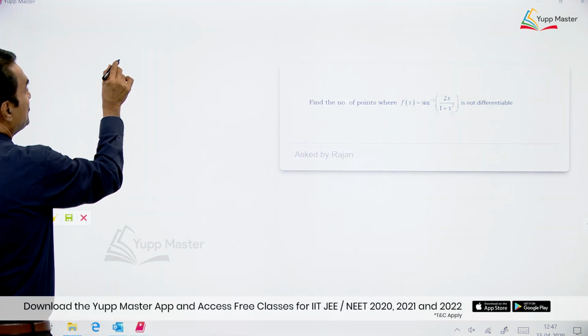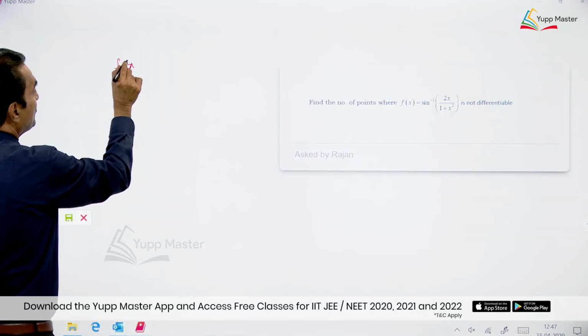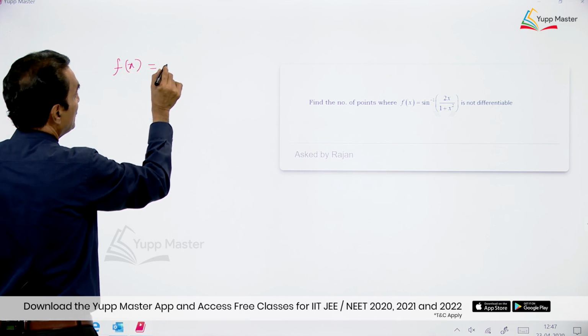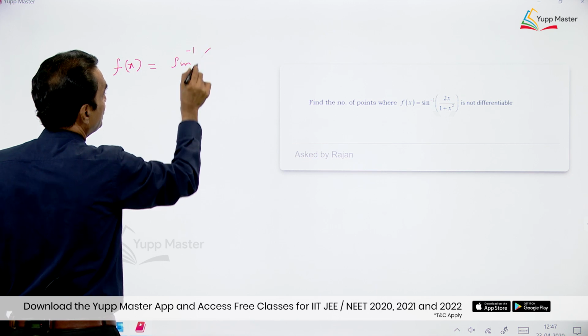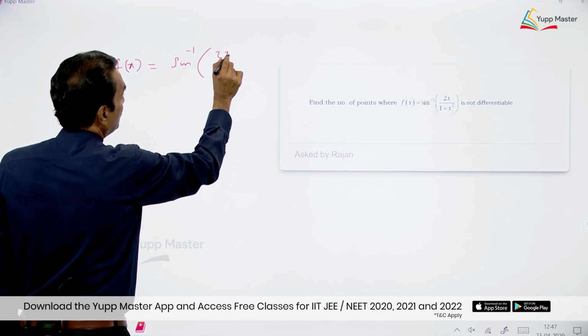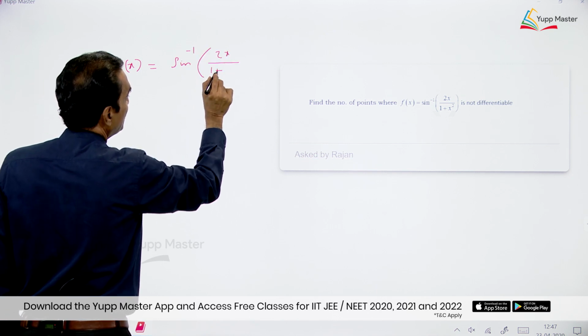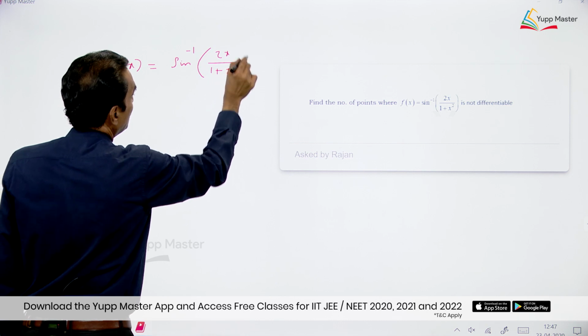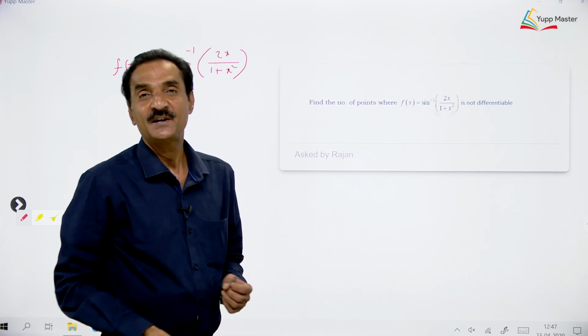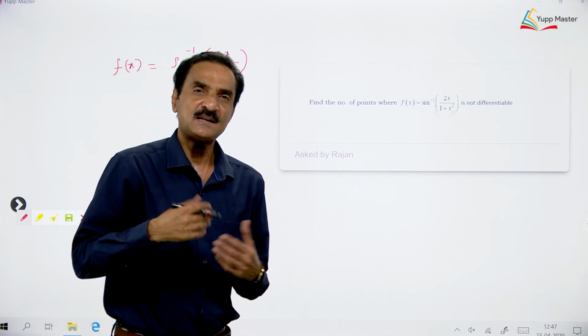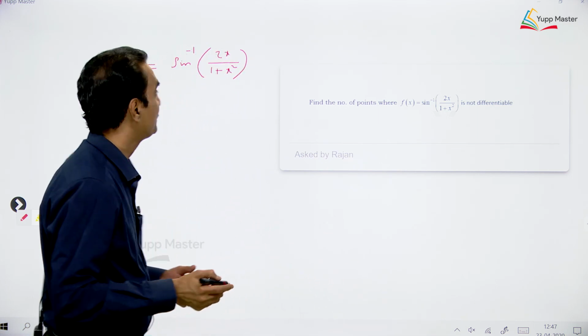f of x is equal to sin inverse of 2x by 1 plus x square. We have to find the number of points where it is not differentiable. Think, what is it? Quickly differentiate it.